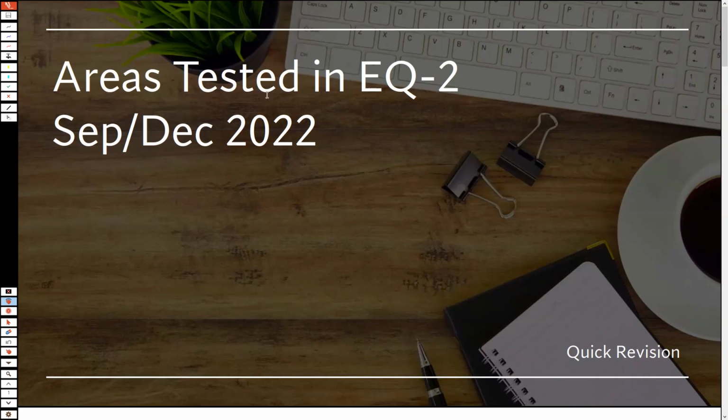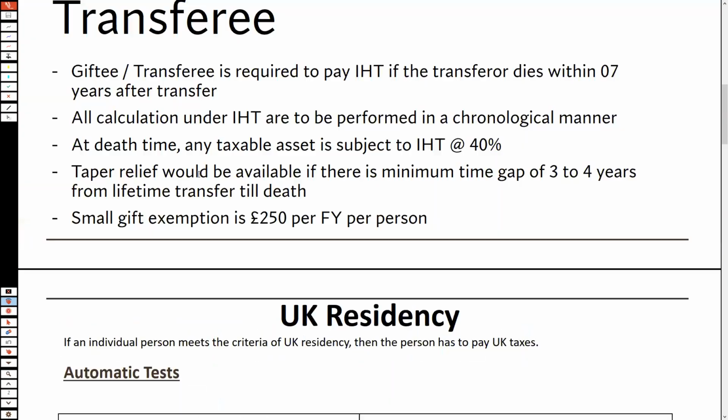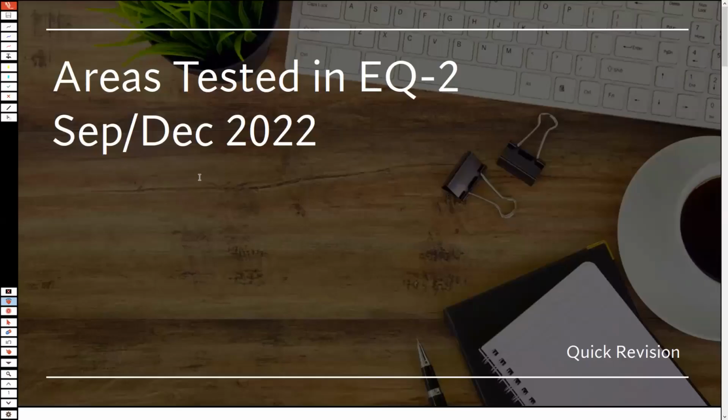And I have shared tomorrow's plan. We shall be doing exam question 2 of the September/December 22 attempt. First of all, we shall be quickly revising the areas, then we'll move on to the question.